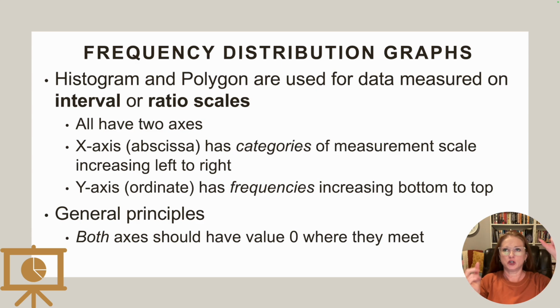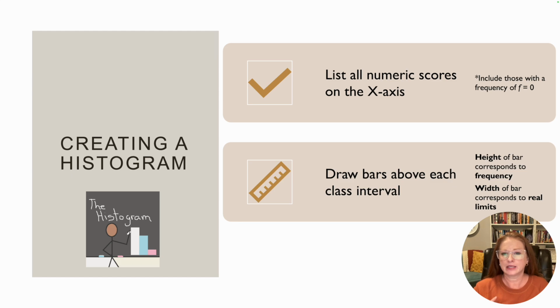Ideally, you should have both those axes come together, or converge, at the bottom left-hand corner at 0 where they meet. I'll show you what that looks like in a second. You're going to list all numeric scores on the x-axis, and you're going to draw bars above each class interval. And yes, I will show you what that looks like in a second.